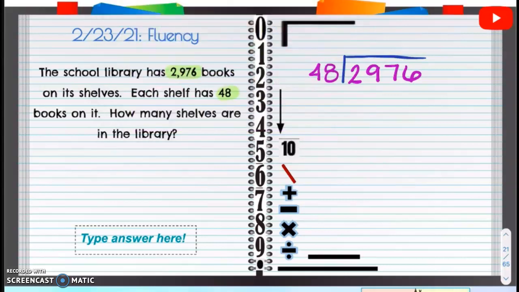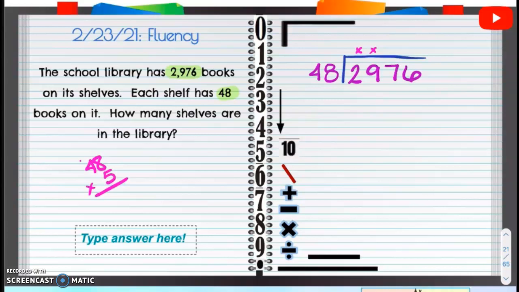No. Can 48 go into 29? No. Can 48 go into 297? Yes, it can. But how many times? Let's try maybe 5 times. I don't know. Let's try it. 48 times 5. Sometimes you have trial and error.